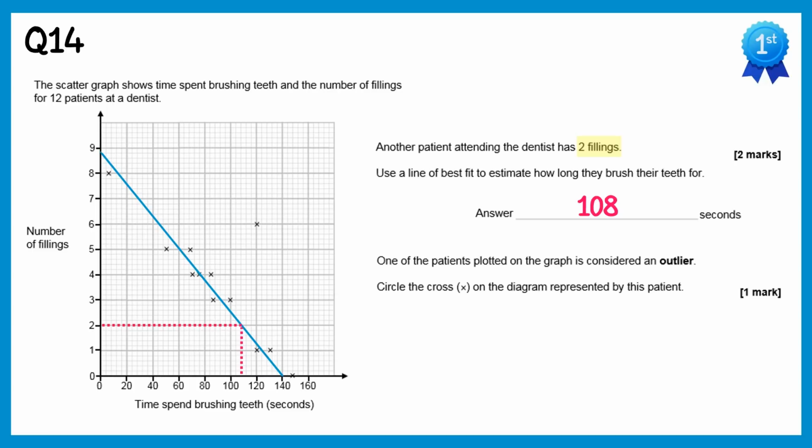For the last part of this question, we need to decide which of the points is an outlier. An outlier is a point that's far away from your line of best fit, so it's this point here.